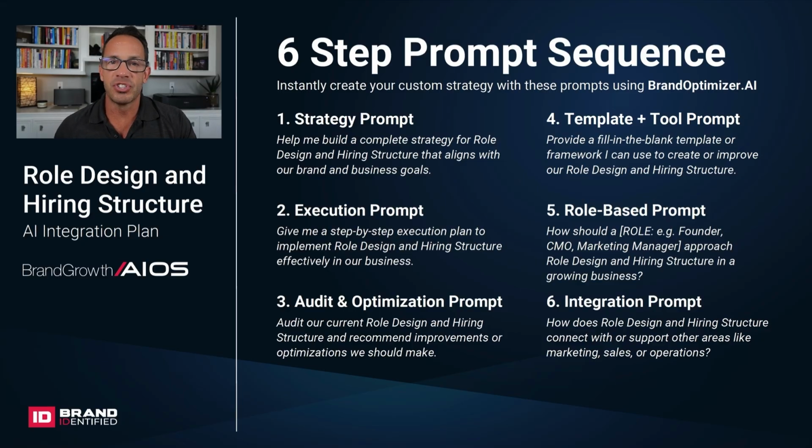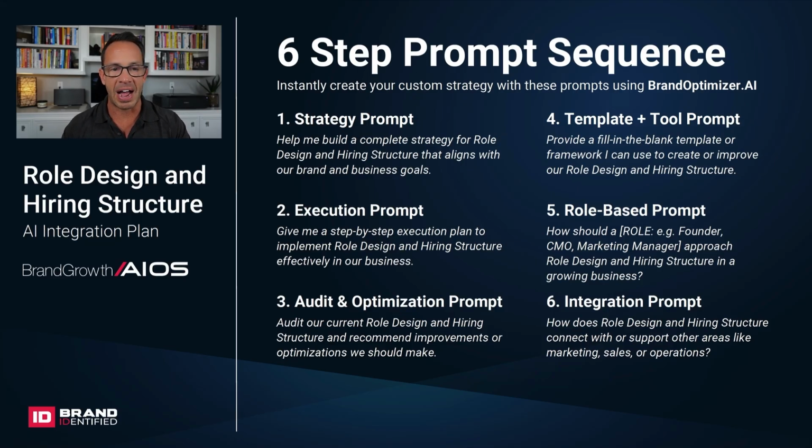Prompt number 2, this is your execution prompt, and that is: give me a step-by-step execution plan to implement role design and hiring structure effectively in our business. Prompt number 3, this is your audit and your optimization prompt, and that is: audit our current role design and hiring structure and recommend improvements or optimizations that we should make. Prompt number 4 is your template and your tool prompt, and that is: provide a fill-in-the-blank template or a framework that I can use to create or improve upon our role design and our hiring structure.